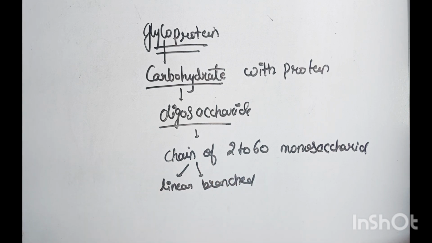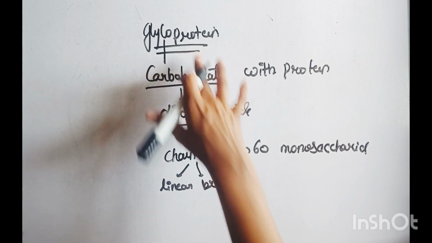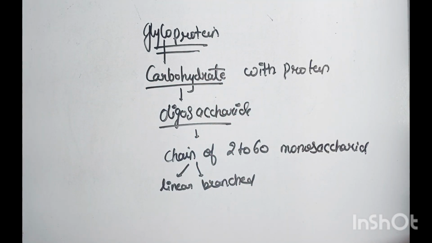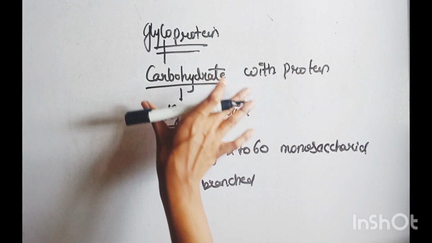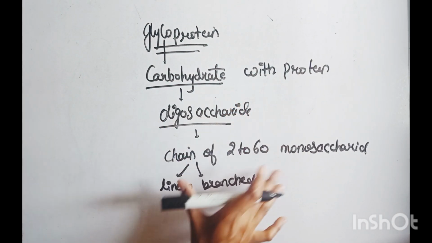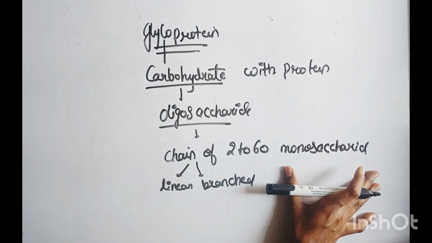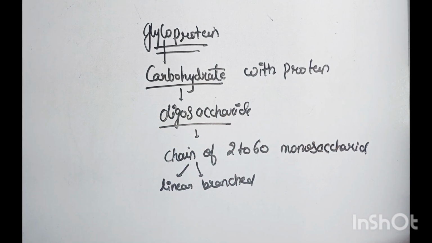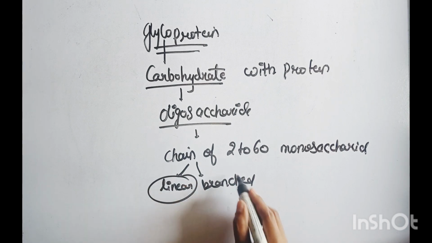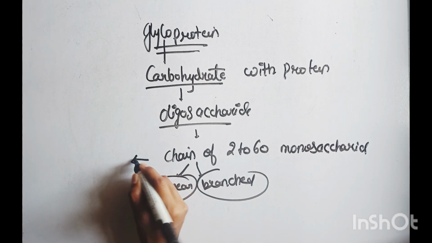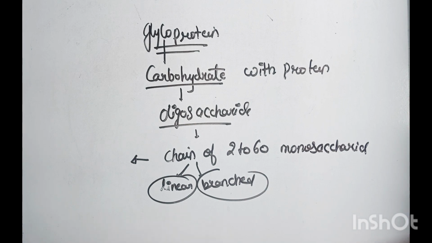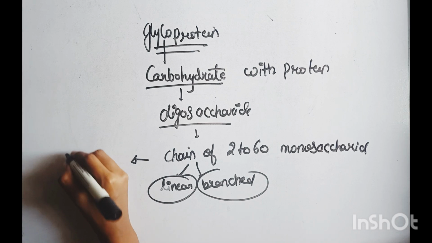Many integral proteins are glycoproteins which are present at the end of the plasma membrane and protrude mostly into the extracellular fluid. These glycoproteins contain carbohydrate with protein, and these carbohydrates are oligosaccharides, a chain of 2 to 60 monosaccharide units, which may be a linear chain or a branched chain. The glycoproteins and glycolipids contain carbohydrates, and these carbohydrates form an extensive sugar coat.